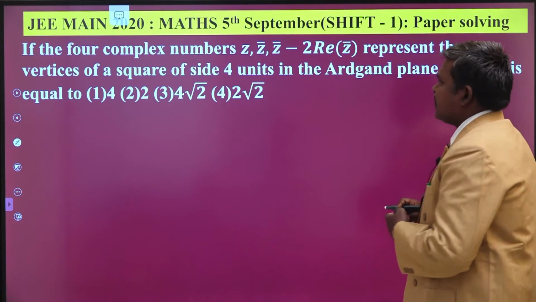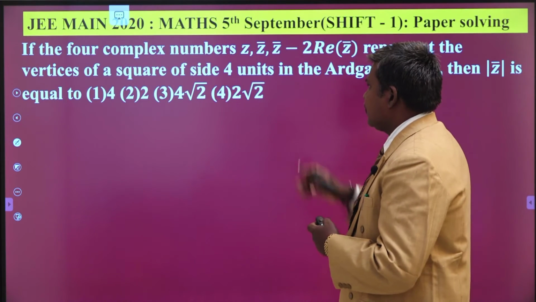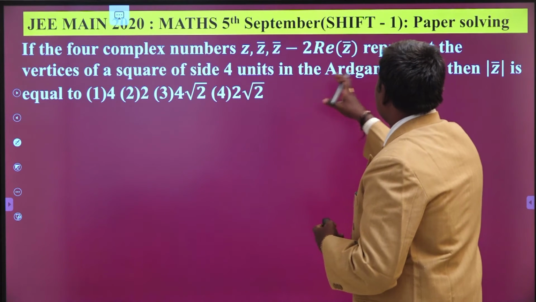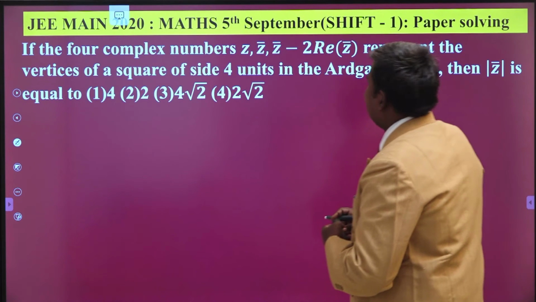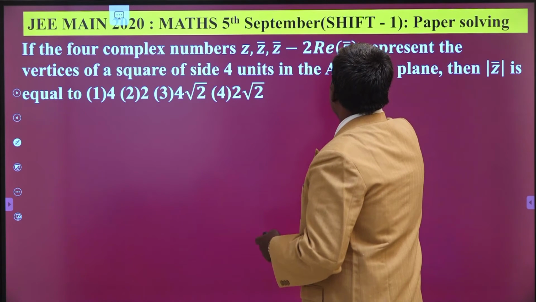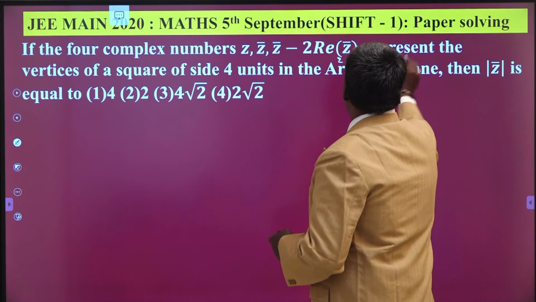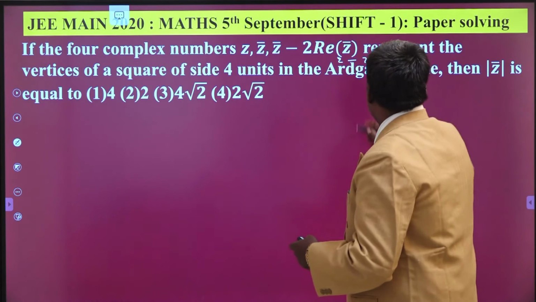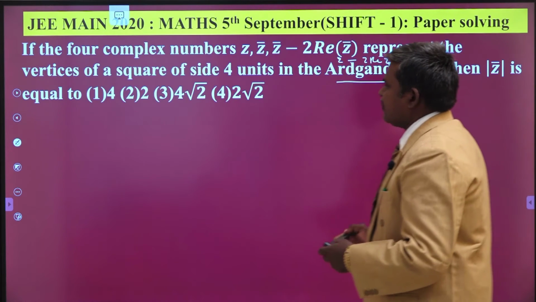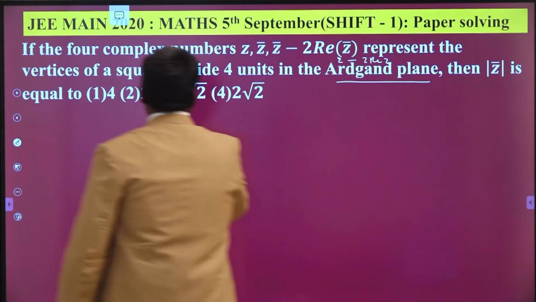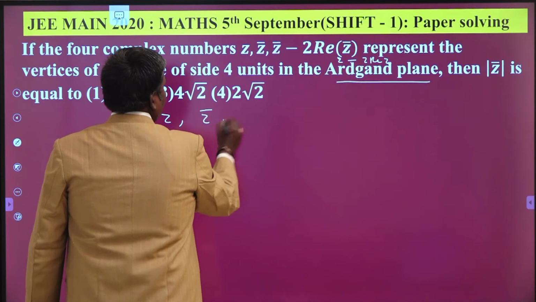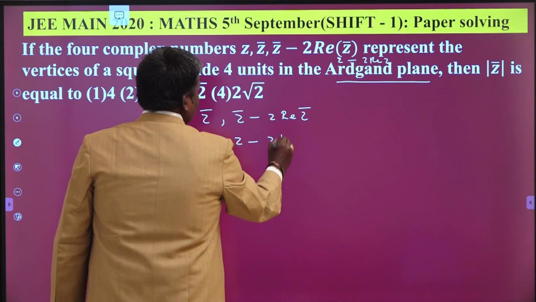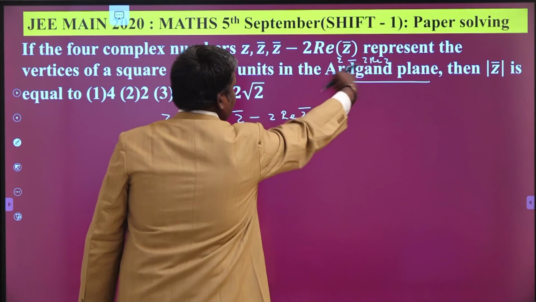See here, it is also a very simple question related to complex numbers. If 4 complex numbers z, z bar, minus 2 times the real part of z bar, and one more, that is z minus 2 times the real part of z, represent the vertices of a square of 4 sides in the Argand plane, then they are asking for the modulus of z bar. So one is z bar minus 2 times the real part of z bar and z minus 2 times the real part of z. The fourth vertex is like this.